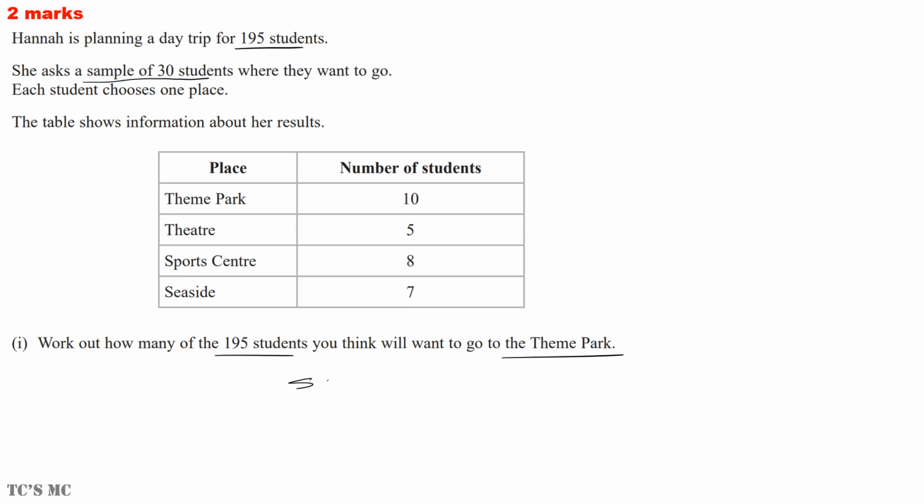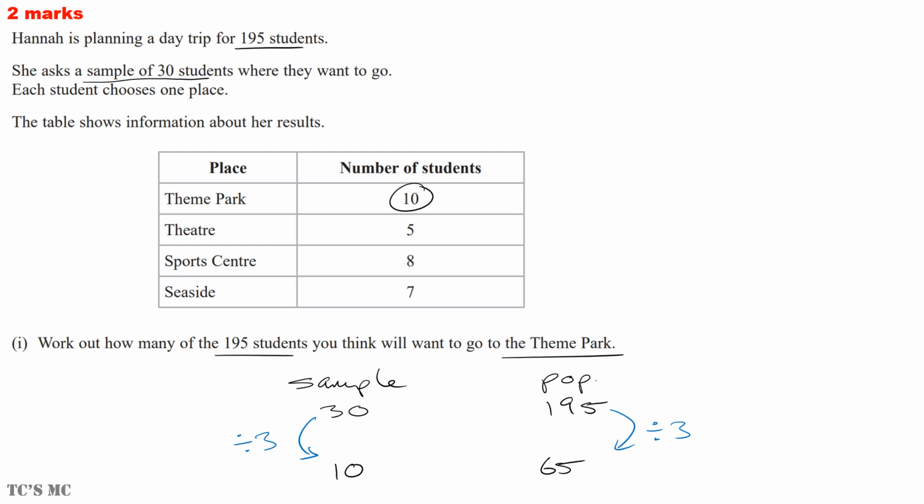So we've got 2 headings, sample and population. In the sample, there are 30 students, and in the population, there are 195. In the sample, 10 of the students choose to go to the theme park. How do we go from 30 down to 10? We need to divide by 3. So we do the same on this side. We divide by 3 and we get an answer of 65. So for showing this method, you would get 1 mark. For writing 65, you would get the 2nd mark.